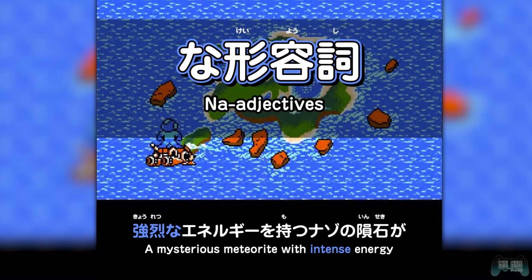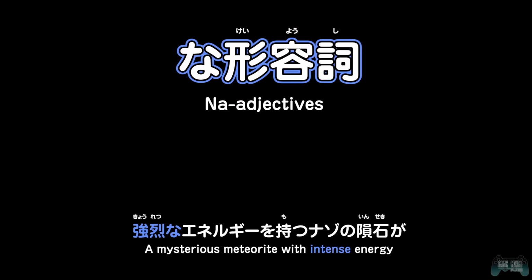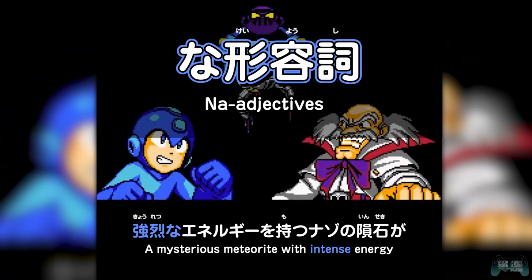Now this next example is from the opening of Rockman 8 or Mega Man 8, where the opening credits is explaining that a mysterious meteorite with intense energy has struck the Earth. 強烈なエネルギー, an intense energy. So first it is the na adjective followed by na, and then you have the noun. And this is adding more detail to the energy. So the energy is becoming 強烈なエネルギー. Intense energy.